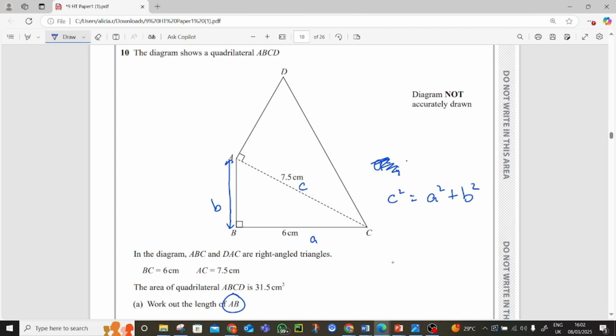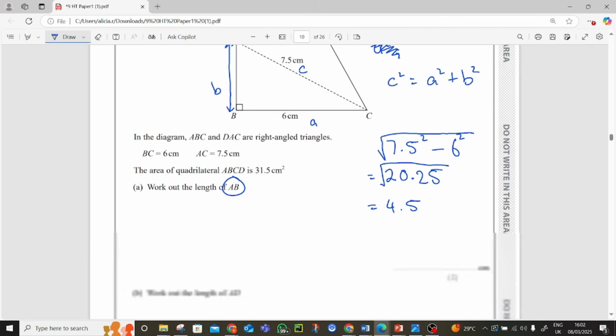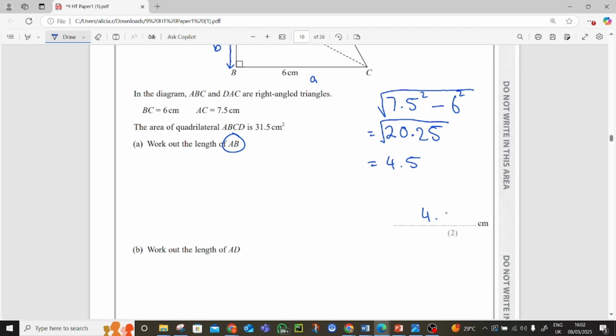So I actually have one of the shorter 2 sides, so it's going to be a subtraction. So I'm going to take 7.5 squared, and I'm going to minus the short side that I have, which is 6, all squared. And this gives me 20.25. But this here is actually B squared, not B. So I need to take the square root to get the final answer. And here we get 4.5. So B here is 4.5, and I can write that in on the line.